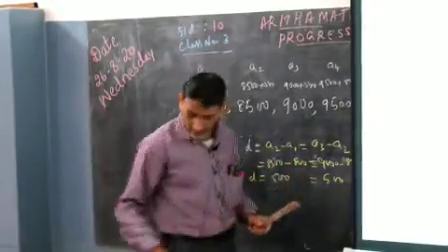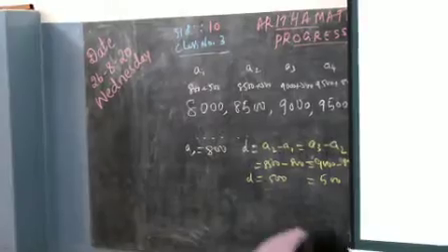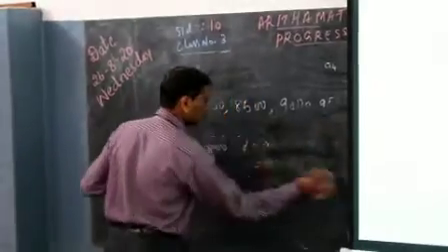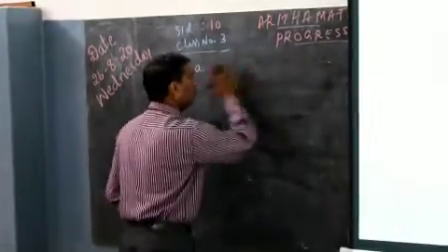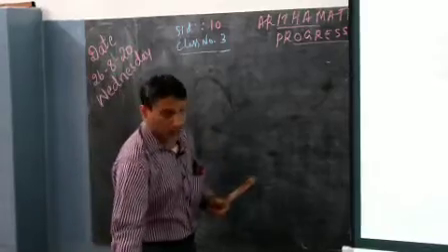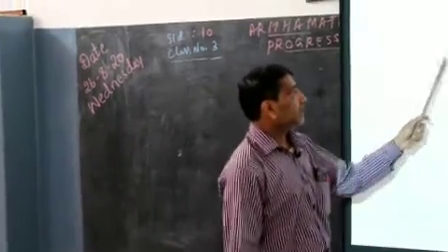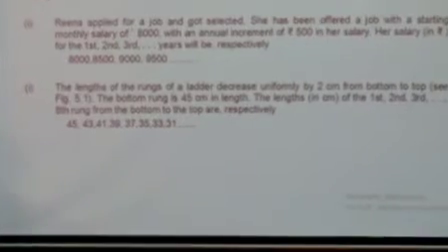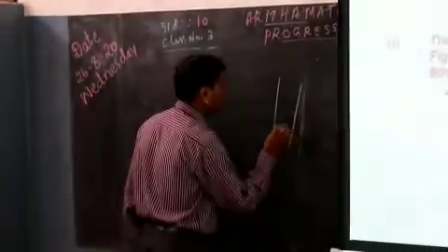Okay. Now look at the second example. The length of the rungs of a ladder decreases. You know the meaning of ladder? Children, a ladder is like this. The rungs of the ladder decrease uniformly by 2 cm from bottom to top. So this is the bottom to top.